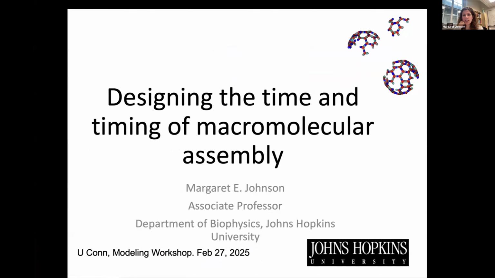In my lab, we're interested in self-assembly and particularly how it's controlled in living systems and in non-equilibrium environments, to be controlled to happen at the right time in the right place for proper function.